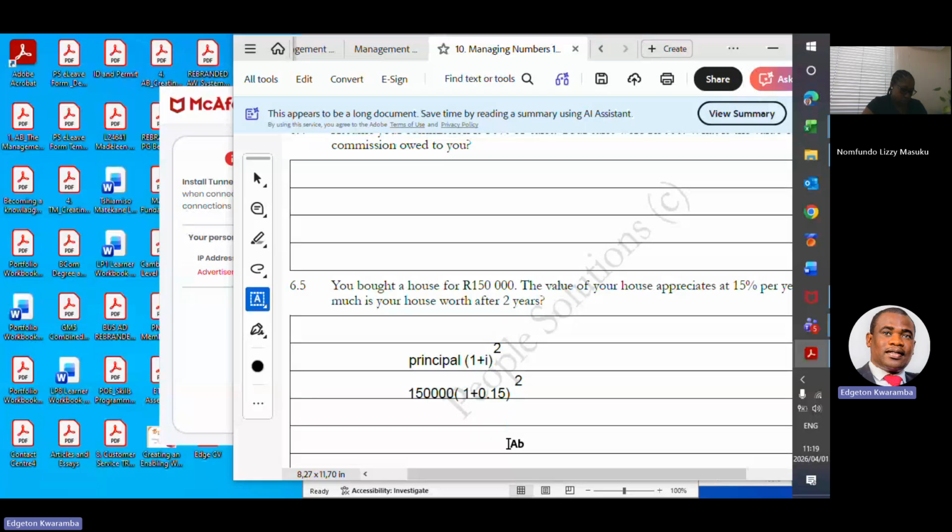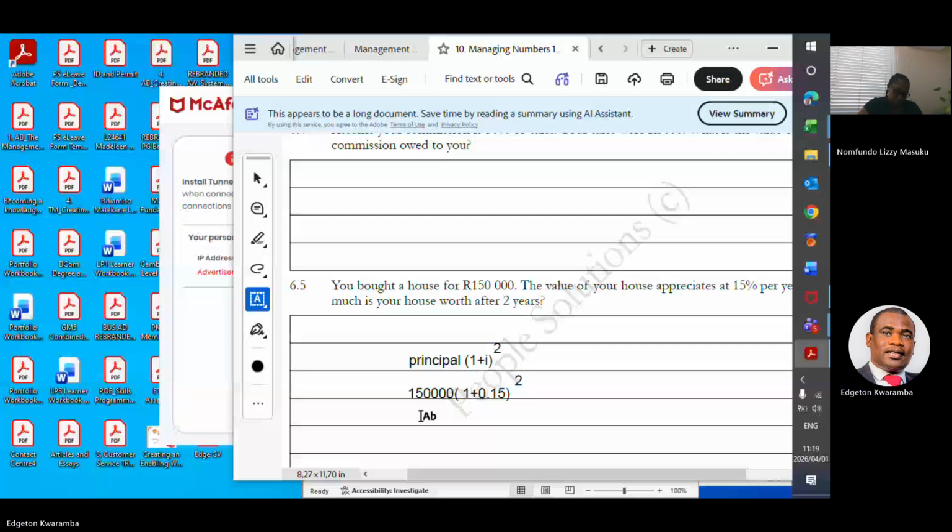So now multiply it: 150,000 times 1.3225. 198,375. That amount is correct. That will be its new value after 2 years.